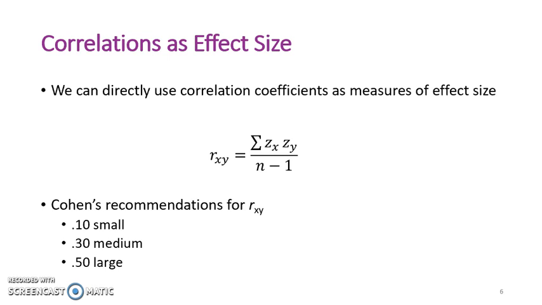A scientist named Cohen made some recommendations for interpretation in 1988, and they have become our standard benchmarks for small, medium, and large effects. A small effect is equal to a correlation of 0.1, a medium effect to a correlation of 0.3, and a large effect is a correlation of 0.5. Note that these differ from the benchmarks used for other effect size measures.